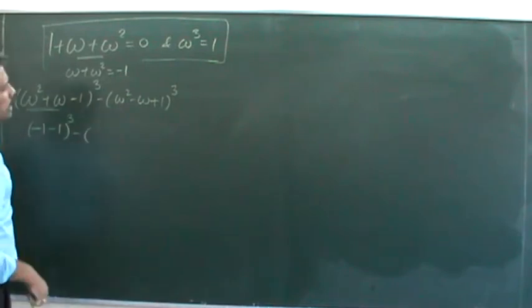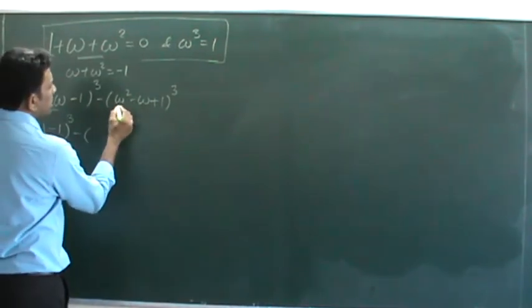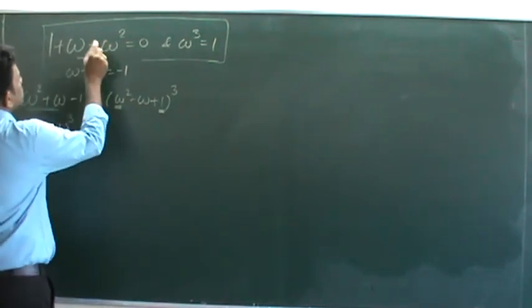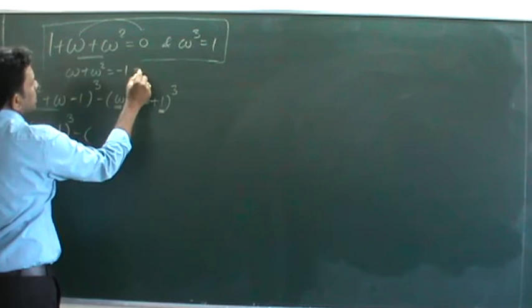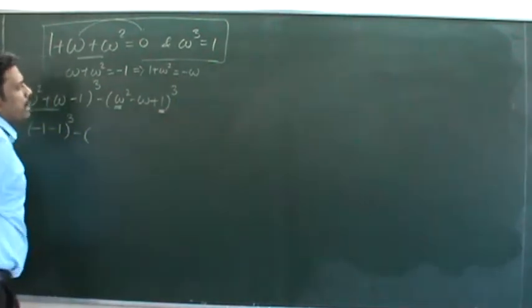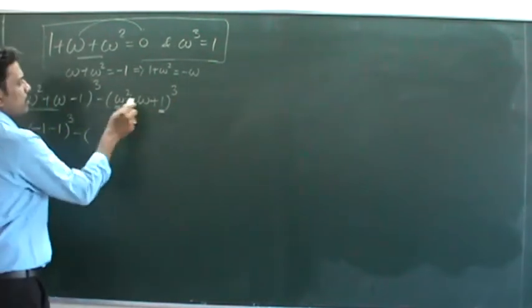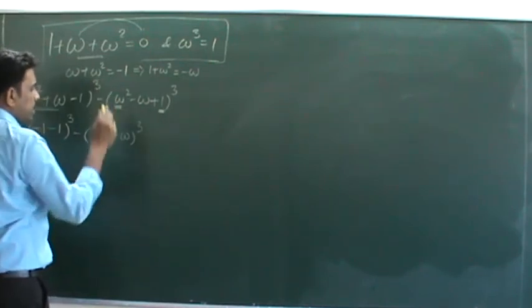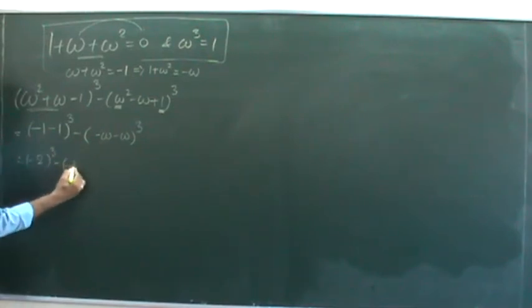In the same manner, here also we have minus omega square plus omega... from the same condition we want 1 plus omega square, so send the omega to the other side. Then 1 plus omega square value is equal to minus omega. So in the place of 1 plus omega square, we can write minus omega. Already one more minus omega is there, which is having whole cube. So minus 1 minus 1 is nothing but minus 2. Minus 2 whole cube, and minus omega minus omega is nothing but minus 2 omega whole cube.